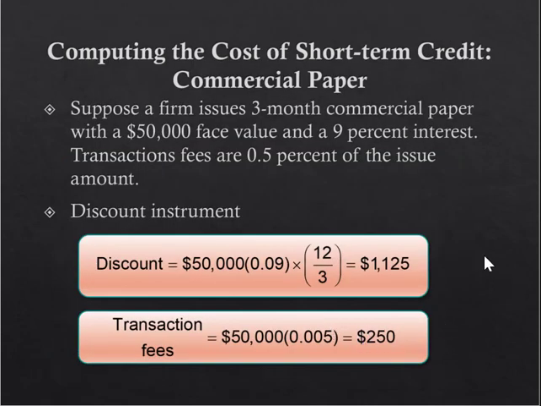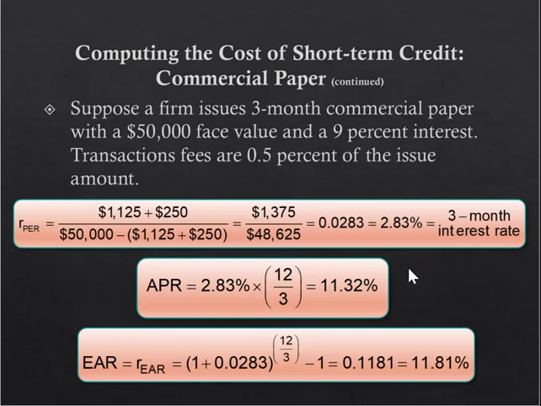If we look at it from a commercial paper perspective, suppose a firm issues 3-month commercial paper with a $50,000 face value, 9% interest. Transaction fees are 0.5% of the issue amount. It's a discounted instrument. So we've got that same 9% interest rate, so we've got $1,125 that we need to pay in interest. That's a discount. It's going to look very similar to the interest deducted up front that we saw in the last analysis. Plus, you've got transaction fees of 50 basis points, 0.5%. So that's $250 on $50,000. So what does that look like?